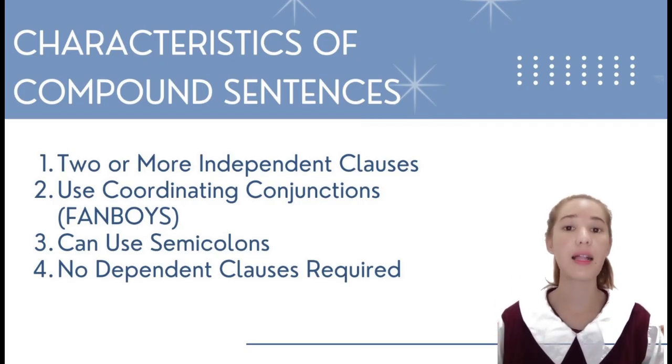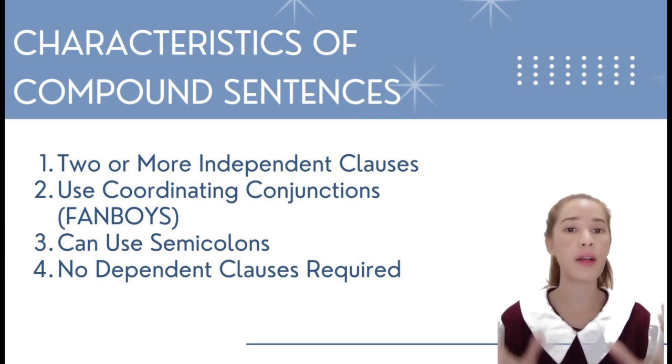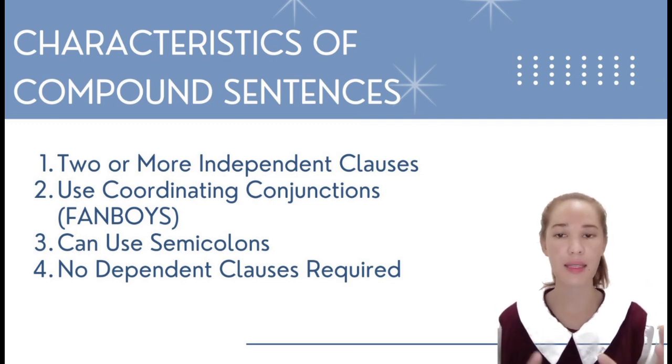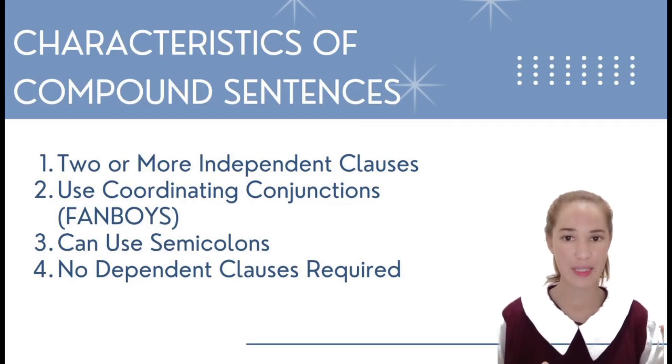Another example is "The sun is shining and the birds are singing." Here, "the sun is shining" is one independent clause, and "the birds are singing" is another independent clause. Both can function as separate sentences, which makes this a compound sentence.